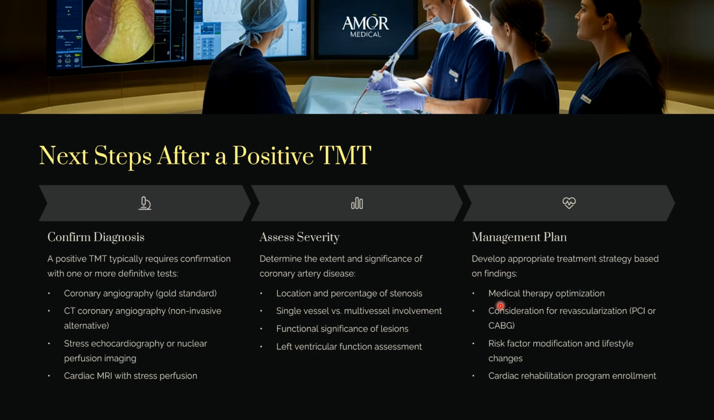How can this be managed? Medical therapy can be done. Consider revascularization, PCI or CABG, risk factor modification, lifestyle changes, very important.